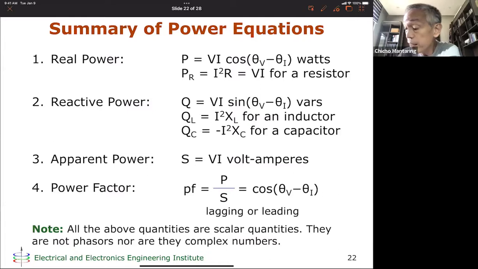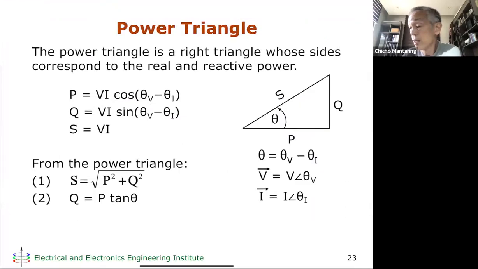And all of these quantities here are not complex numbers. And they are not phasors. They are just ordinary real scalar quantities. Not complex numbers, not phasors. Okay, I want to introduce to you the power triangle. The power triangle is a right triangle whose sides correspond to the real and reactive power. So this is my power triangle.